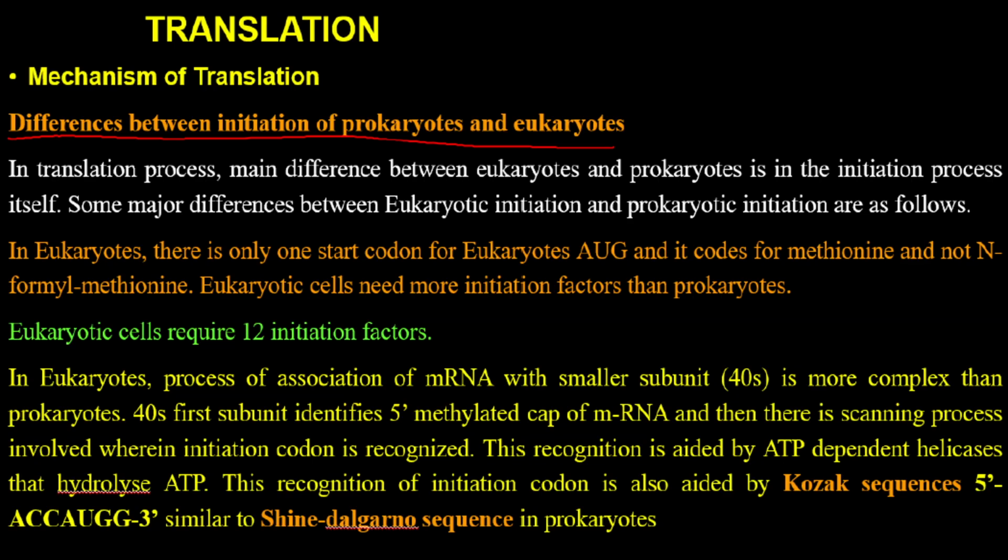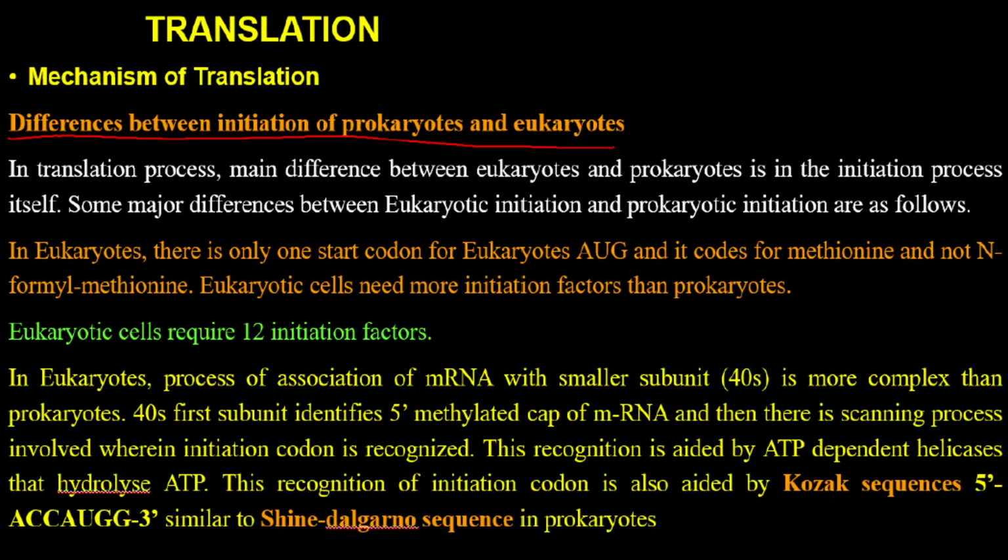In eukaryotes, there is only one start codon, that is AUG, and that codes for methionine, and not N-formyl methionine. N-formyl methionine is the start amino acid in the case of prokaryotes. In prokaryotes, the start codon is always N-formyl methionine, while in eukaryotes, it is methionine only. Eukaryotic cells need more initiation factors than prokaryotes because eukaryotic translation is much more complex. Eukaryotic cells require 12 initiation factors.